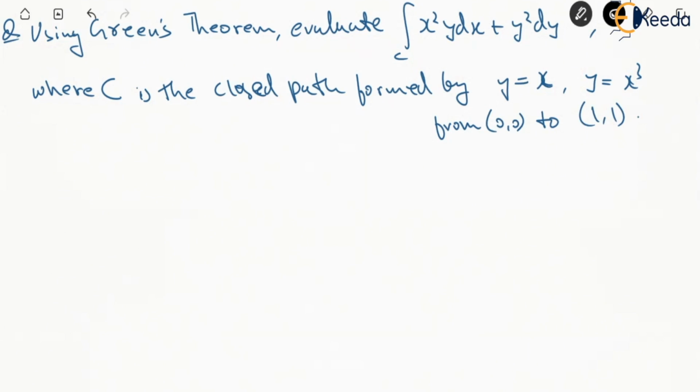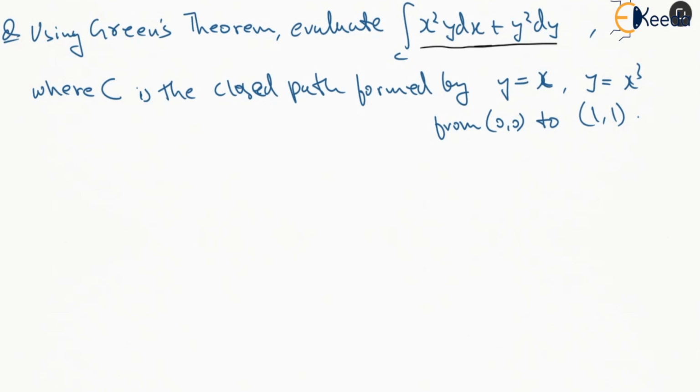So it says to use Green's theorem and try to evaluate this. This is a line integral, right? So we have to find this line integral. Of course, if they are saying using Green's theorem, that means it will be easier to find this line integral using the double integral. So before that, we'll have to see what is the region enclosed by this closed path.